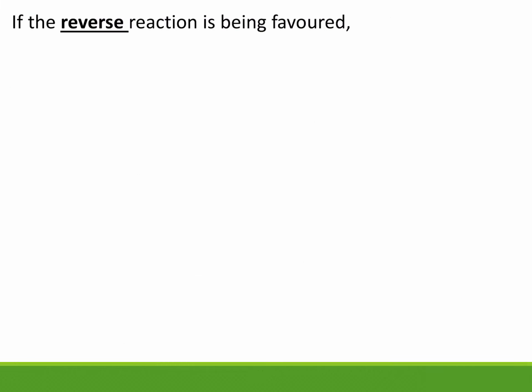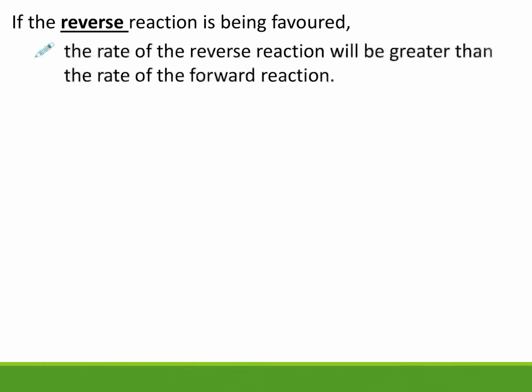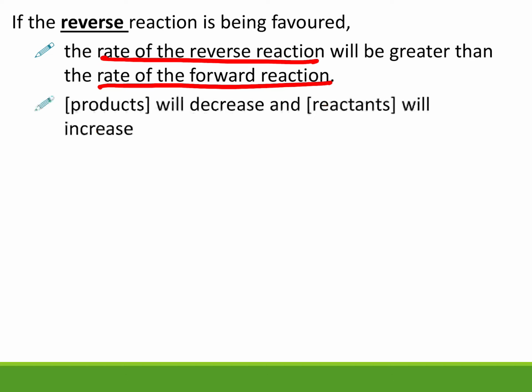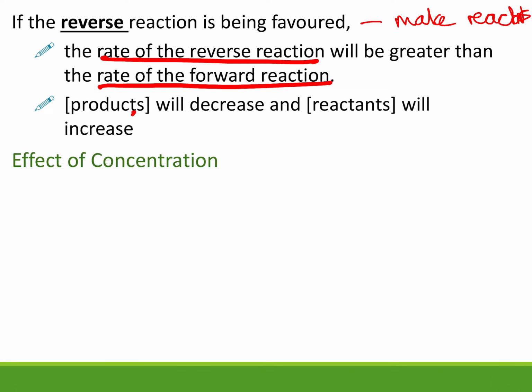If the reverse reaction is being favored, then the rate of the reverse reaction gets bigger for a little while, and the rate of the forward reaction is slower, and the forward reaction has to catch up. That also means that with this process, we're going to make the reactants. The concentration of the products will decrease, and the reactants will increase. So now we've got to look at how this happens. There's several things we can do, and the first one is concentration.